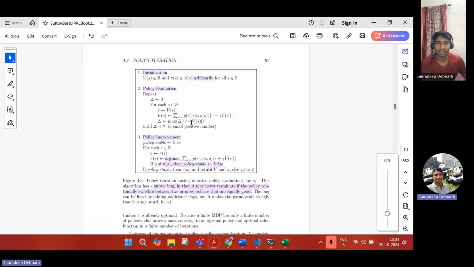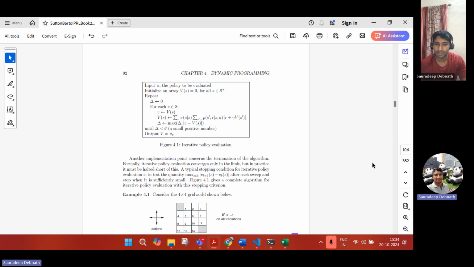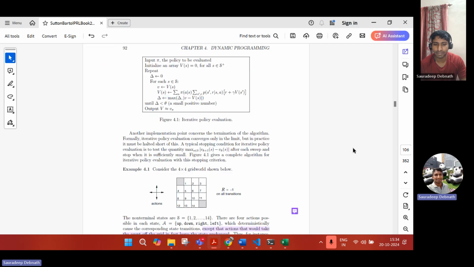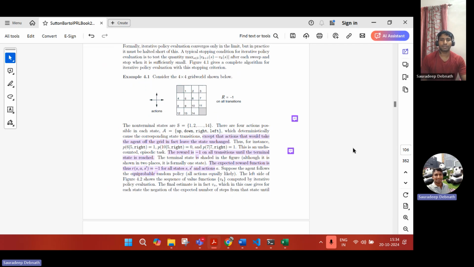And today, I just wanted to cover this grid world example because I couldn't find a good explanation anywhere online. So yeah, that's pretty much for today.